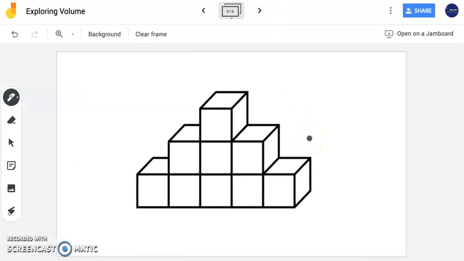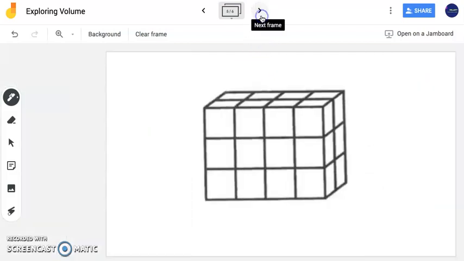Now for this next one here, we're also going to count. I notice this is not a rectangular prism, and in fact you will have some cool figures today, and you will be counting the cubes to help you find that volume. So let's count here. 1, 2, 3, 4, 5, 6, 7, 8, 9. So therefore my volume here again is 9 cubic units, giving me the volume of this figure here.